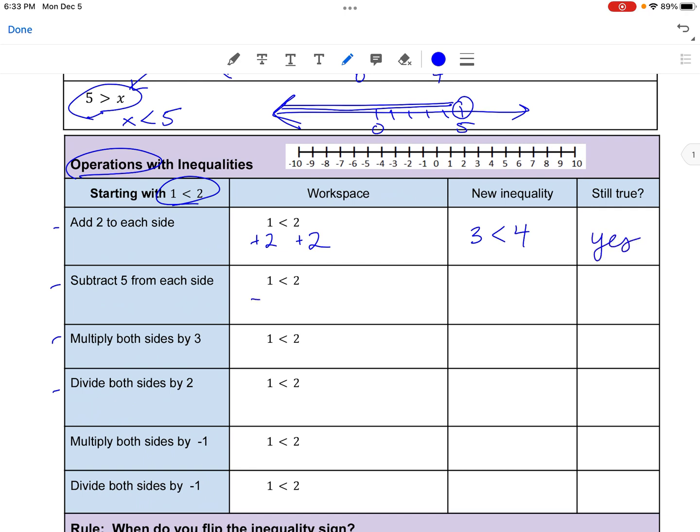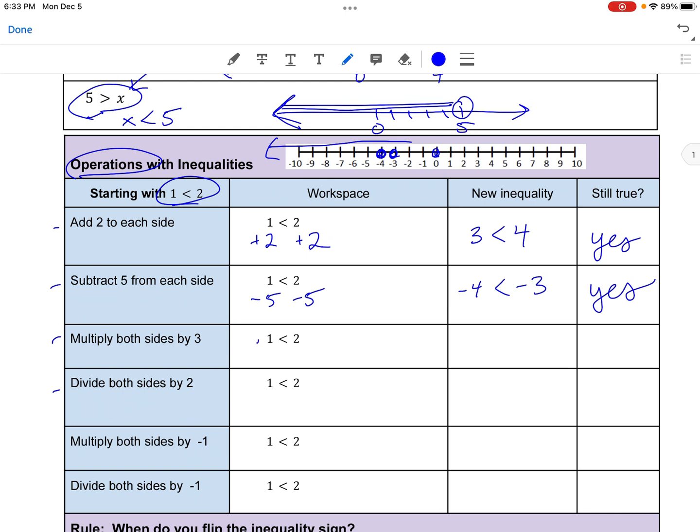All right, let's try this. Subtract 5. So this would be -4 is less than -3. And I put a little number line up here for reference. So -4 is less than -3, right? It's farther down in the negative direction. -4 degrees of temperature would be colder than -3 degrees. Still true. All right, so subtracting the same thing from both sides, the inequality is still true.